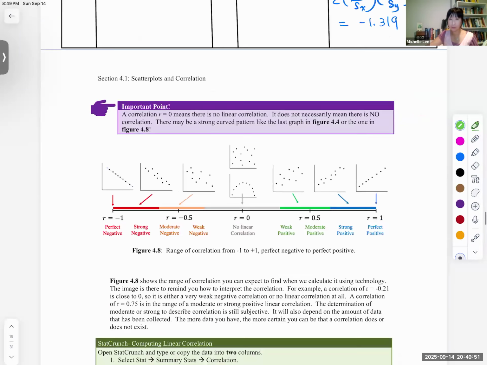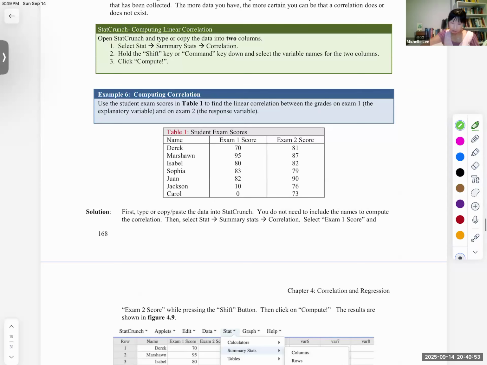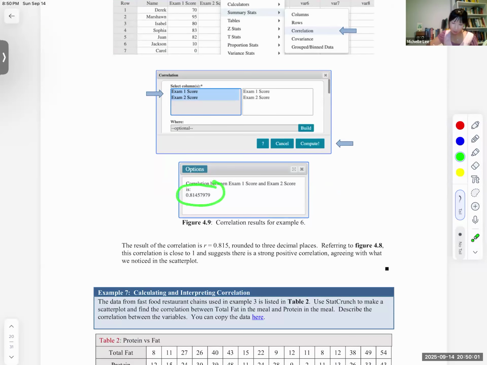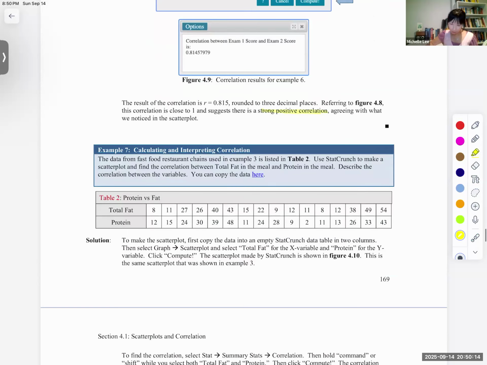Okay, how about this? Let's just take a look from the textbook. So we have exam 1 score, exam 2 score. Then using StatCrunch, we have 0.81 for strong, right? So we can say strong positive correlation.